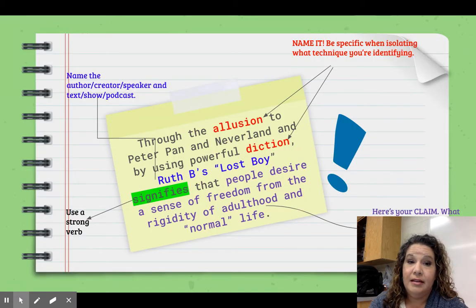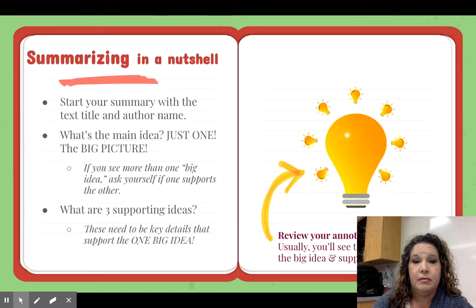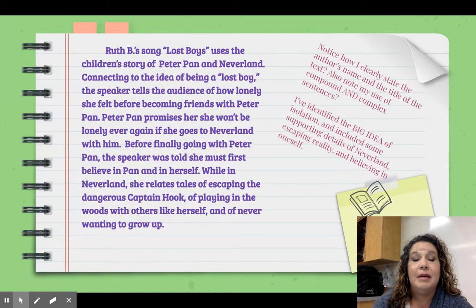To review again, in my claim, I mentioned the author and the text. I named it. I was specific in what I was identifying. I used a strong verb, and I specifically said what the text was doing and what was being proven. I summarized the story of Peter Pan as according to Ruth B's Lost Boy, and I regaled us with the tales of her wanting to escape the dangerous Captain Hook and of never wanting to grow up.